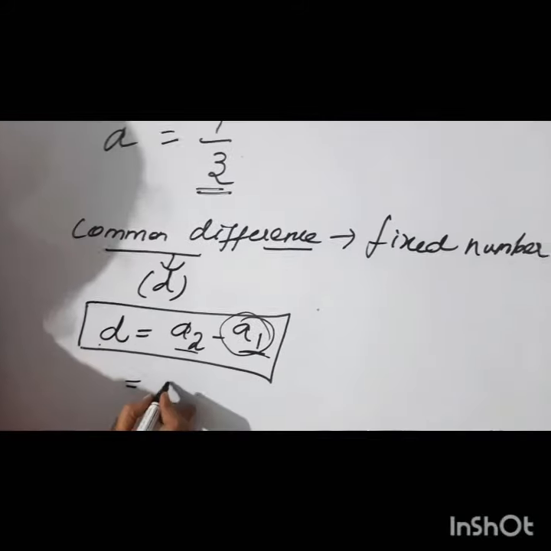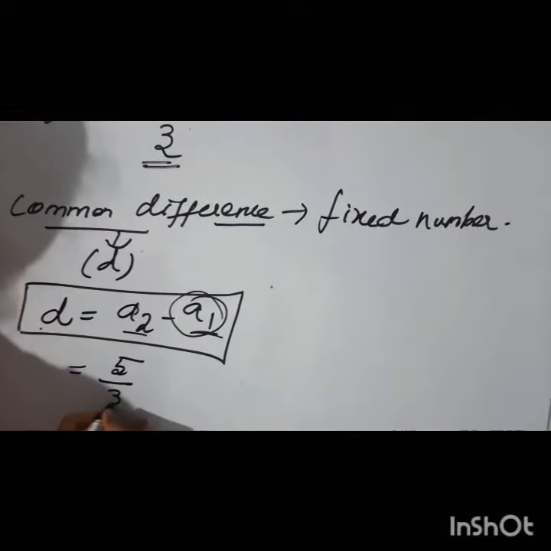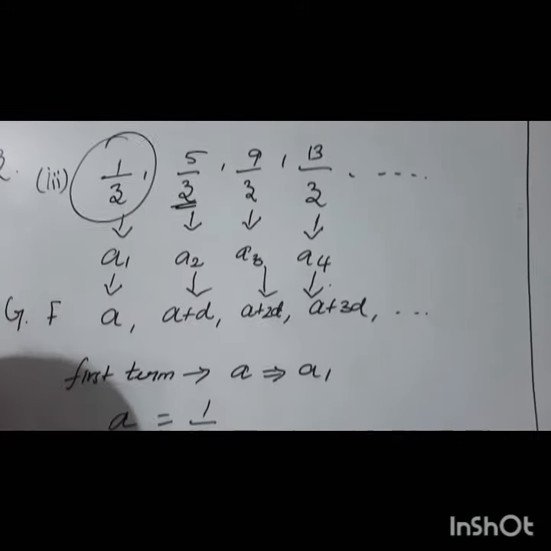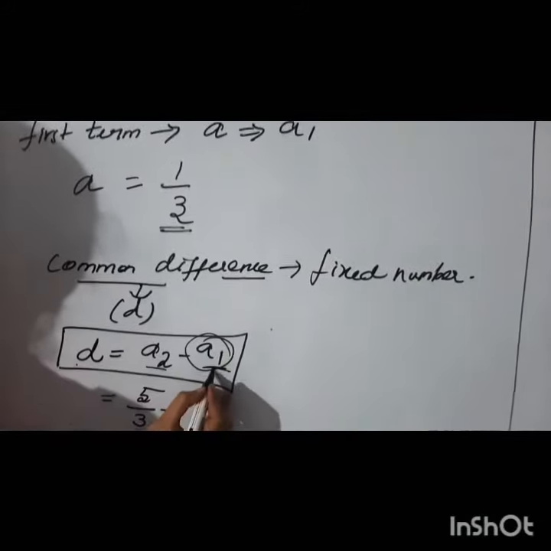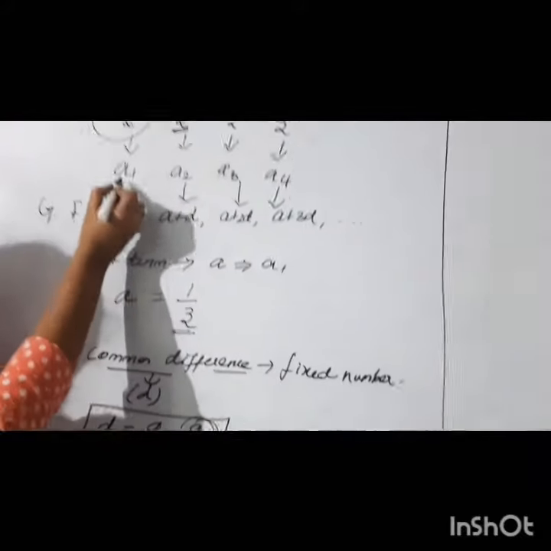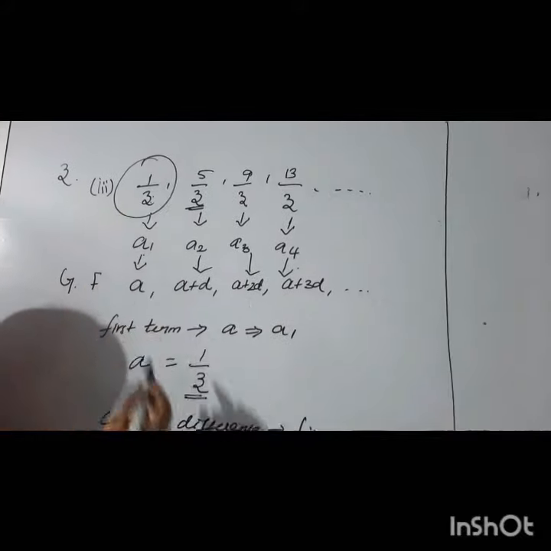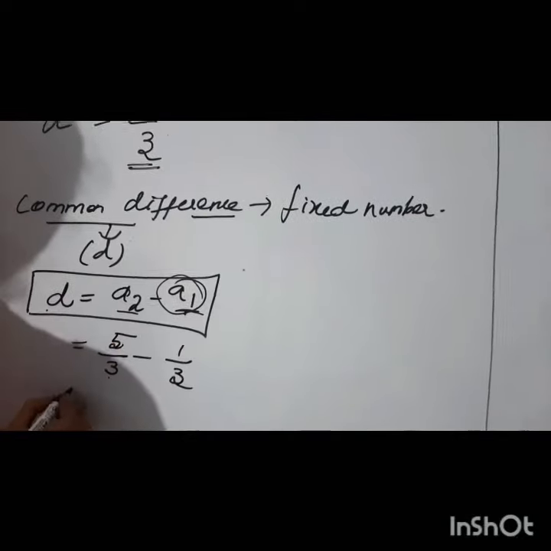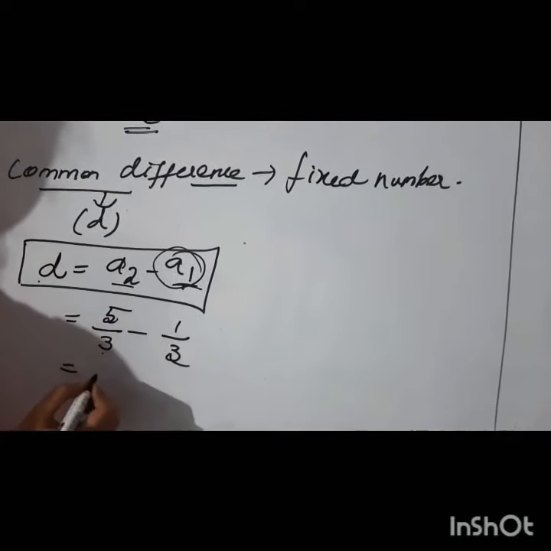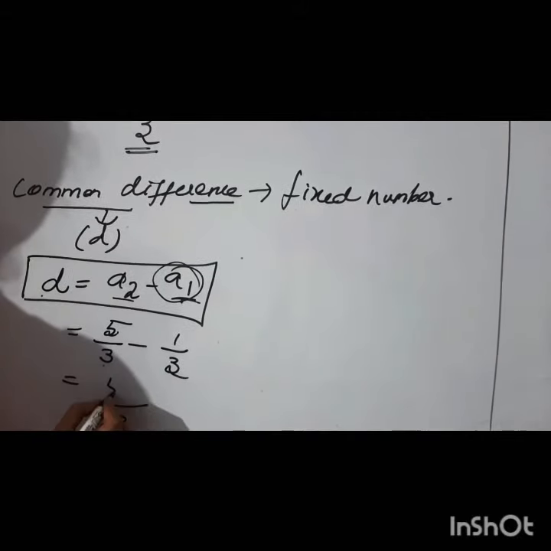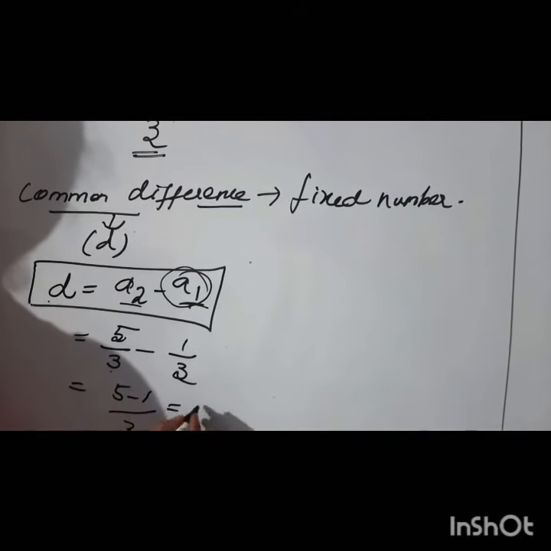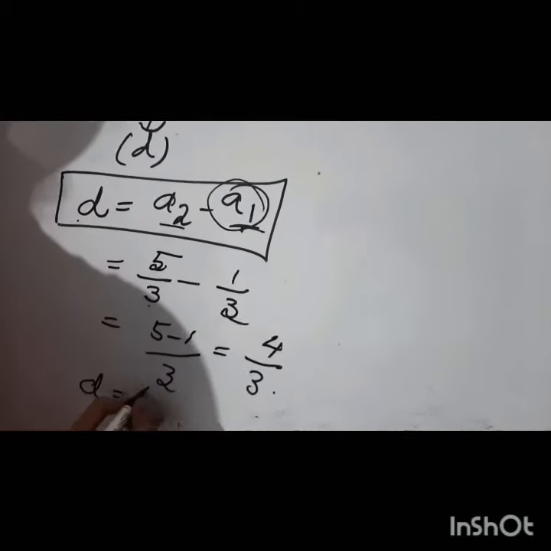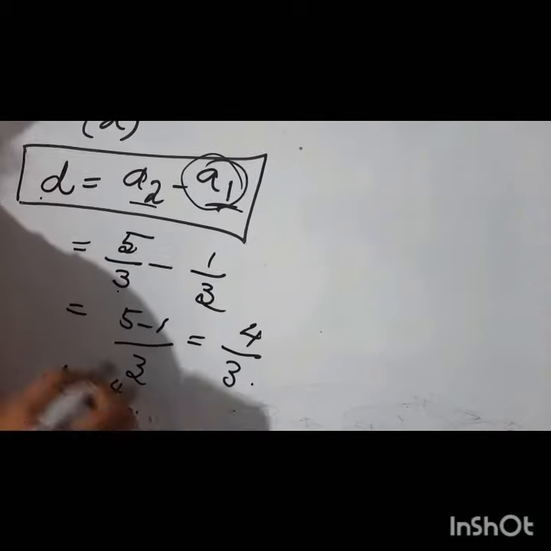So in this AP, what is your second term? The second term A2 is nothing other than 5 by 3 minus, what is your first term A1? The first term A1 is 1 by 3. So subtract 1 by 3 from 5 by 3. What will you get? 5 minus 1, which is equal to 4 by 3. So what is the common difference here? The common difference here is 4 by 3.